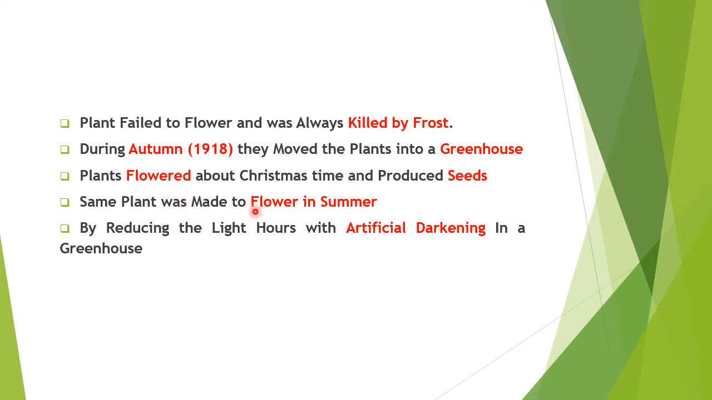The same plant was made to flower in summer now, during summer, by reducing the light hours with artificial darkening in the greenhouse. So they understood the photoperiod. So they reduced the summer photoperiod by having artificial darkening in the greenhouse.